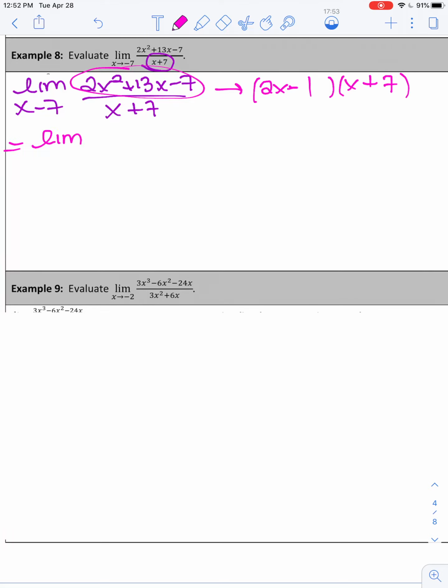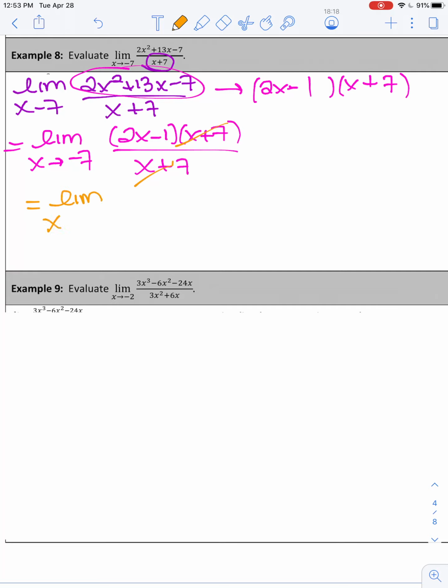So that allows me to rewrite this as the limit as x approaches negative 7 of (2x minus 1) times (x plus 7) over (x plus 7). And in that work, we got the common factor that we can cancel, which allows us to rewrite this as the limit as x approaches negative 7 of 2x minus 1.